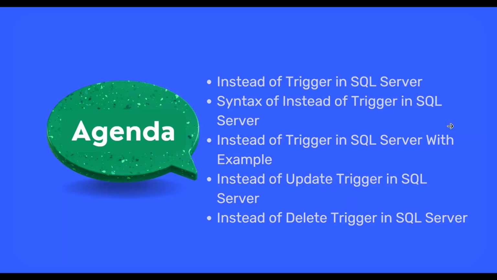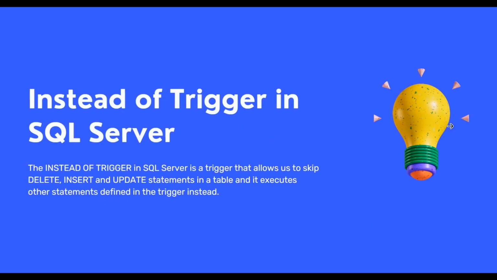So with this, we will start off with our very first topic, and let's discuss what is an instead of trigger in SQL Server. Now generally, when we define a trigger in SQL Server, the trigger performs the same operation based on certain base action. However, with the help of instead of trigger, we can perform some other action instead of the specified one. Basically, the instead of trigger in SQL Server is a trigger that allows us to skip the delete, insert or update statement in a table or a view, and it executes some other statement defined inside the trigger instead.